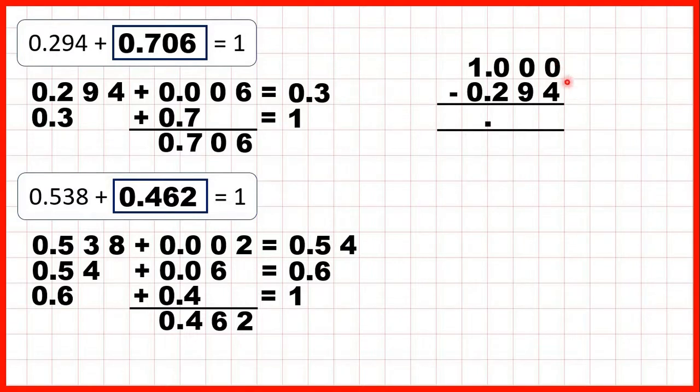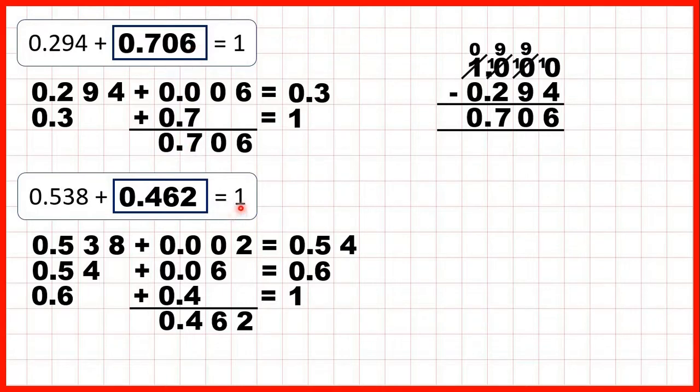We can't do 0 minus 4 using the column method, and if we go to the left we have a 0, then another 0. So we need to exchange our 1 whole for 10 tenths, then exchange one of those tenths for 10 hundredths, and exchange one of those hundredths for 10 thousandths. Now 10 minus 4 is 6, 9 minus 9 is 0, 9 minus 2 is 7, and 0 minus 0 is 0. So that gives us 0.706, so the same answer.